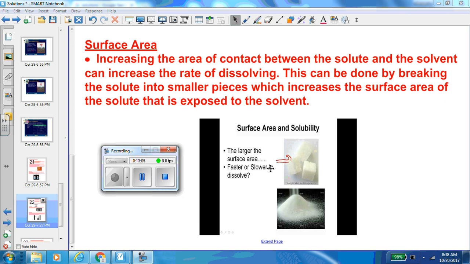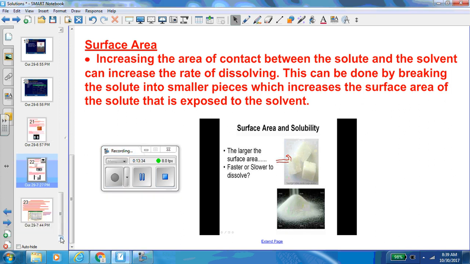So, for example, if I wanted to dissolve sugar in water and I have sugar cubes versus my ground up sugar, this sugar is going to dissolve much faster because you are exposing more of its surface area to the solvent versus if the sugar is bound up into a cube. Okay, so this one right here is going to dissolve a little bit slower than this particular form of sugar.